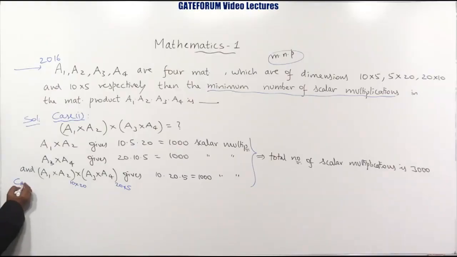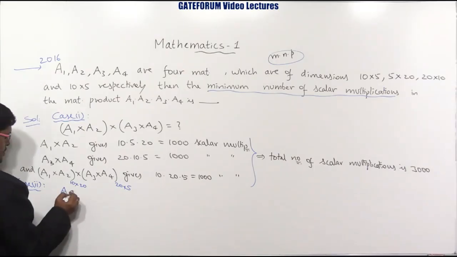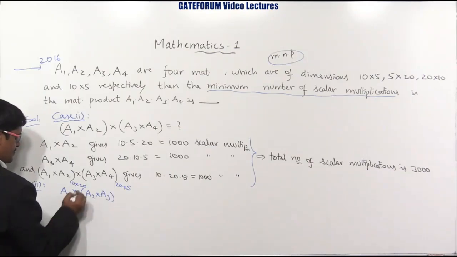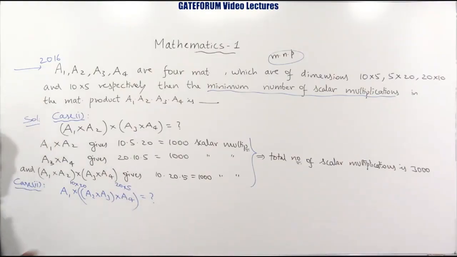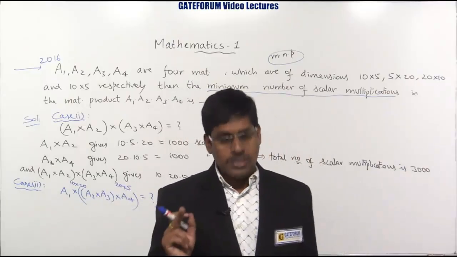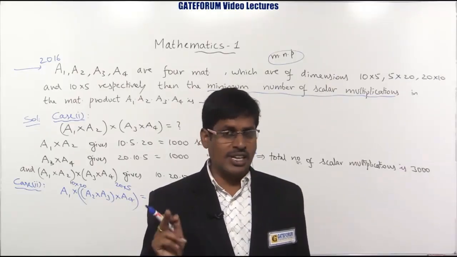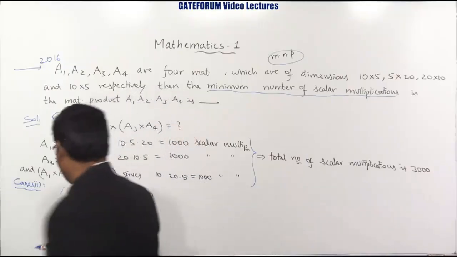Okay. So next, case 2. I am taking A1 into A2 into A3 into A4, with brackets around A2 into A3. In this case, step 1 is A2 into A3. You know, brackets should be simplified first. In the mathematical procedures, there is the BODMAS rule: brackets simplified first, next of, next division, next multiplication, next addition, next subtraction. So always, inner brackets should be simplified first.